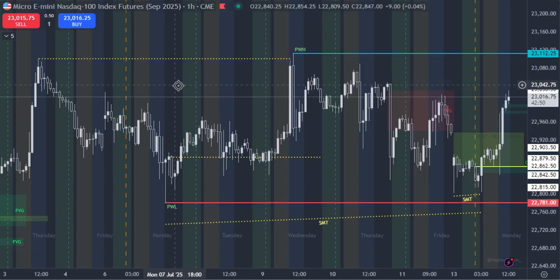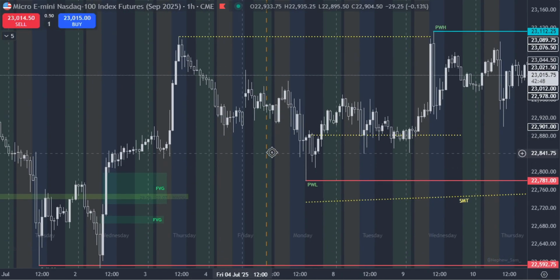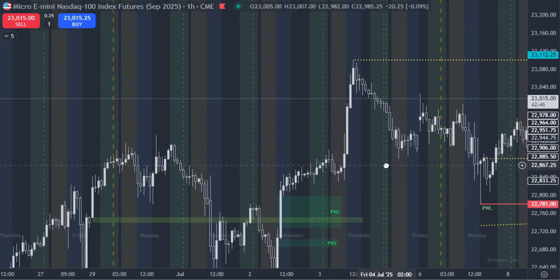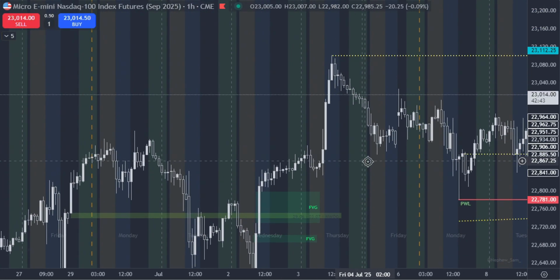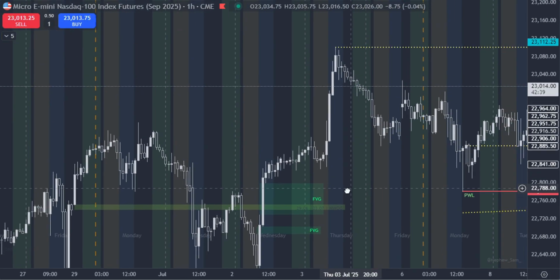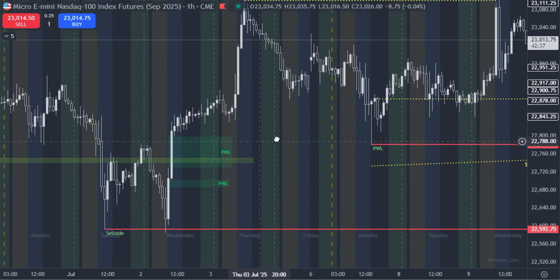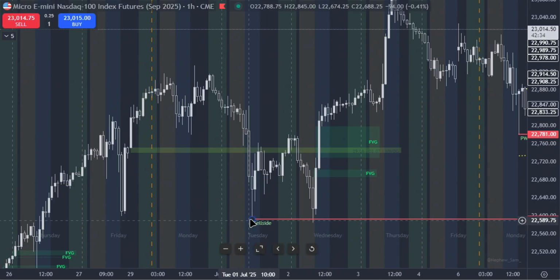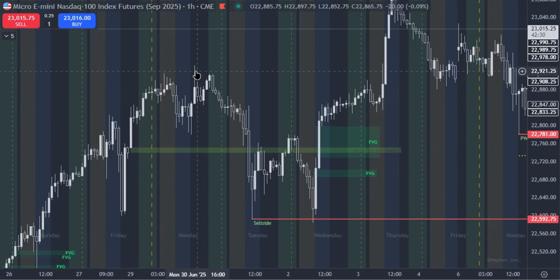So let's look at this. Let's just kind of look at this over here, okay? Let's see. This was sell side. We swept the sell side, and we targeted buy side out here, up here.